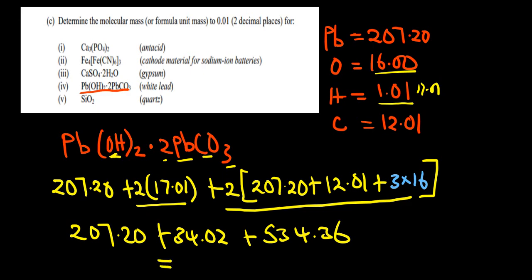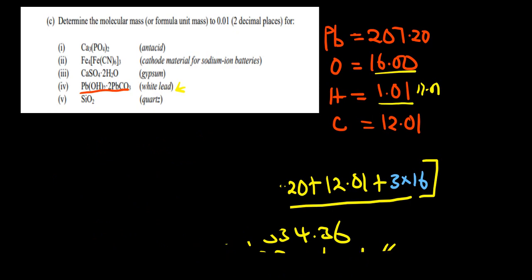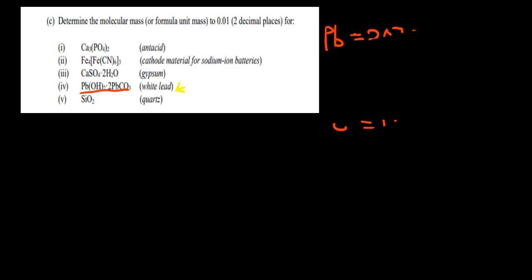All right, so let's add all this. When I add all these, I'm getting what? Okay, so when I add all these, I'm getting 775.58. So this will be grams per mole. Okay, so this here is our molecular mass, or formula unit mass, or the molar mass of white lead, which is given by this formula.